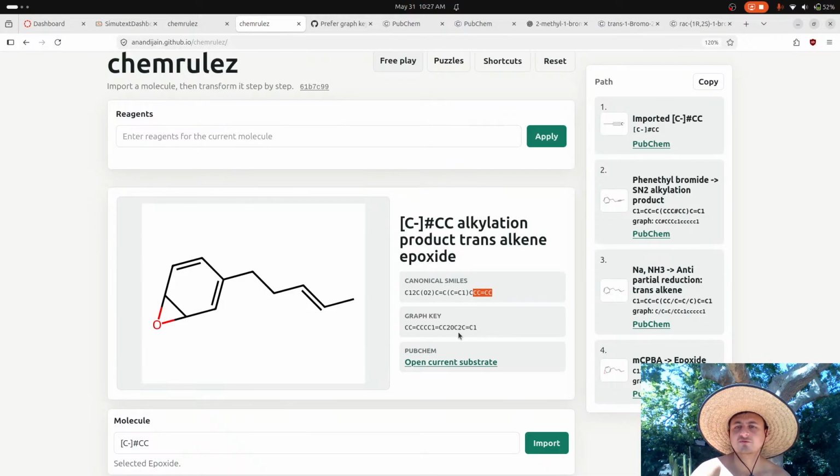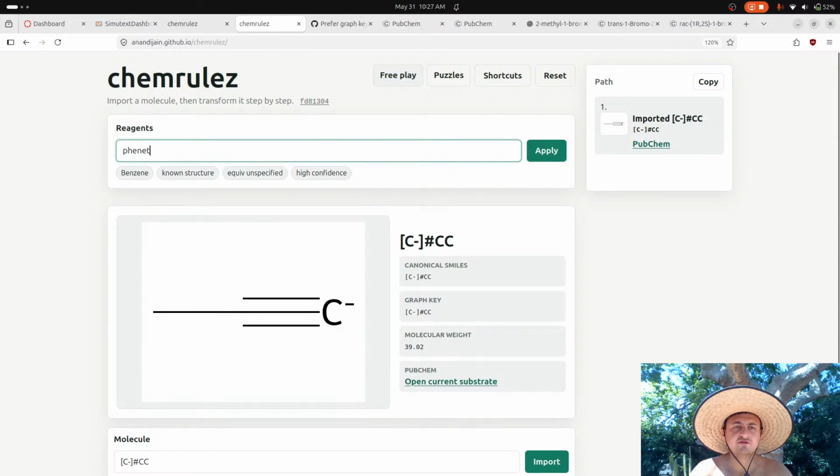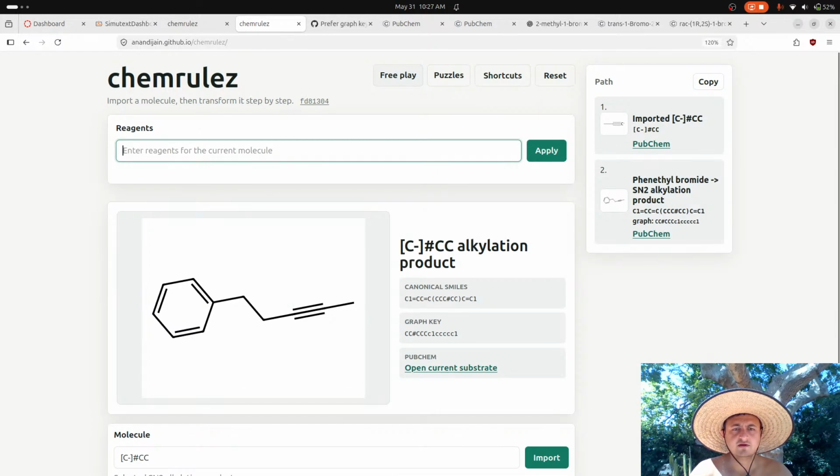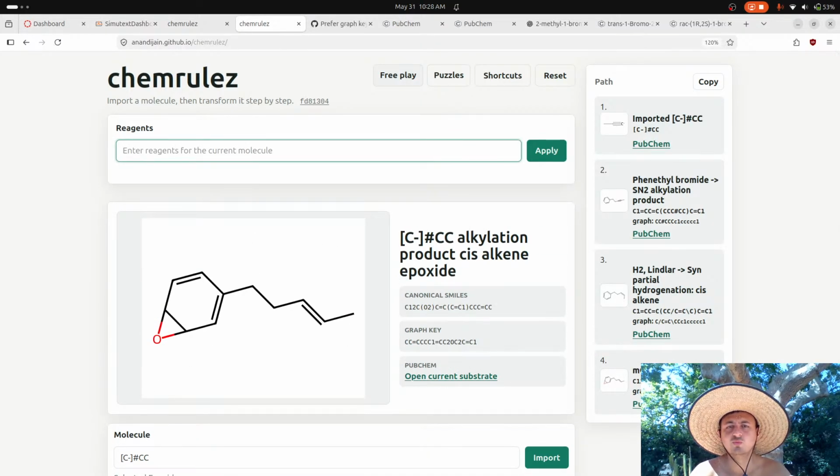Okay, so let's see if this thing works now. Do we have a new commit? 6.1 FD. Okay, go. So let's do C minus hash CC phenethyl bromide. Okay, LinLAR, MCPBA. Dude, what? What does it think is happening right now? Bro, this thing is actually pissing me off. It's still broken.